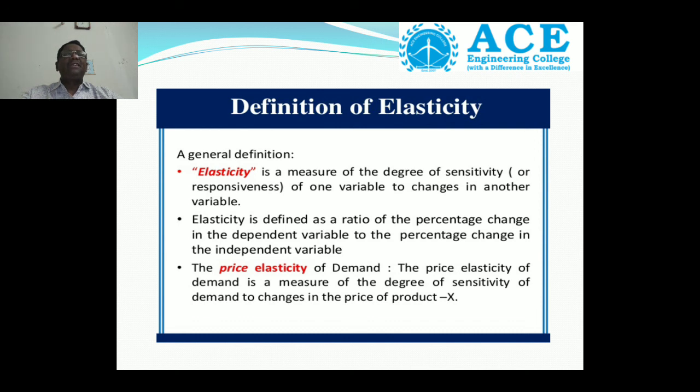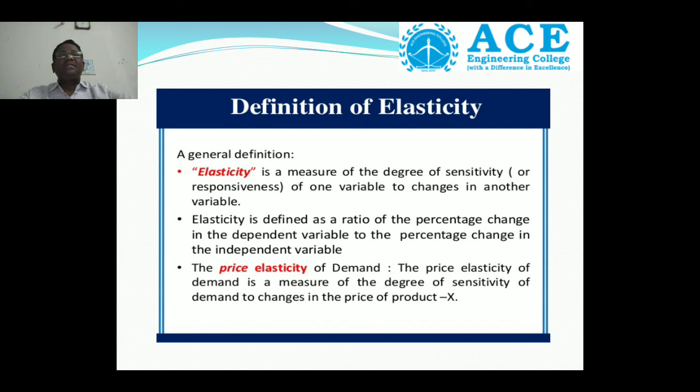If the price changes, what is the impact on the demand? So that means price is the independent variable, whereas demand is the dependent variable. So elasticity is defined as the ratio of the percentage change in the dependent variable to the percentage change in the independent variable. How much percentage of the ratio is changed defines the elasticity.